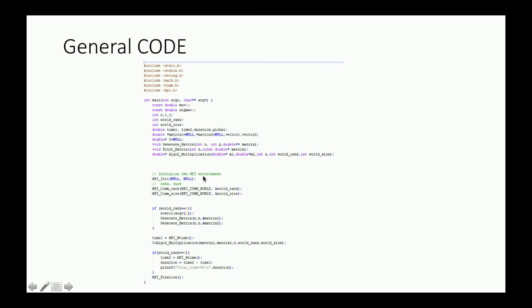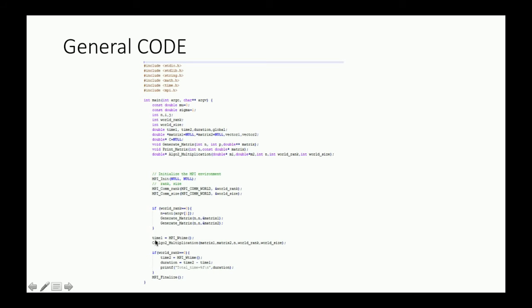First we initialize the MPI environment variables by using the initialization function and comm rank and comm size from the MPI library. Then for the first processor, we just see what's the size inputted on the command line. Then we generate two square matrices of that size.